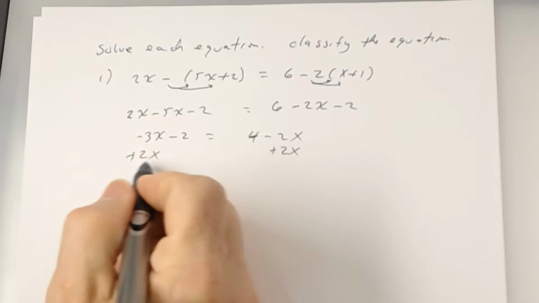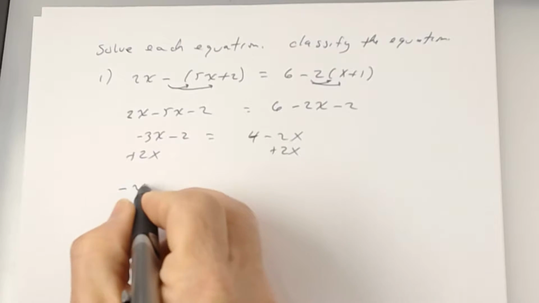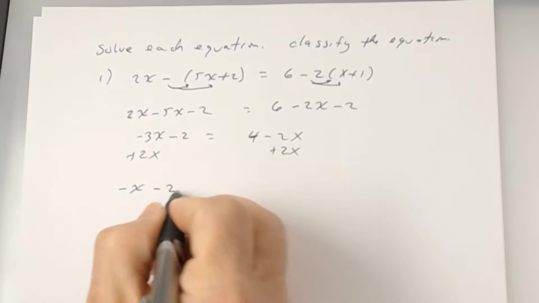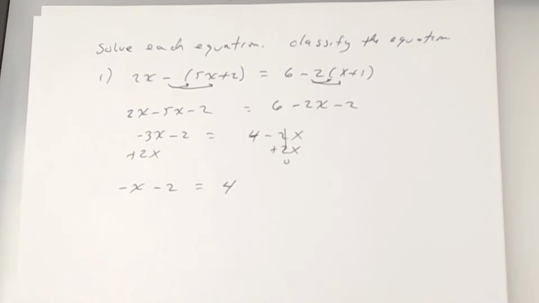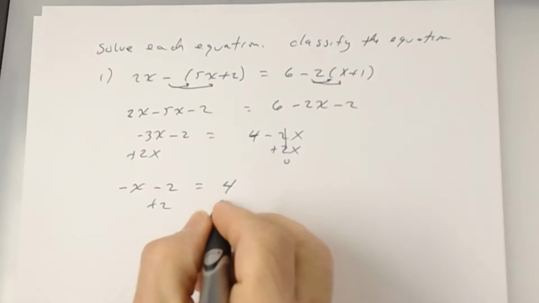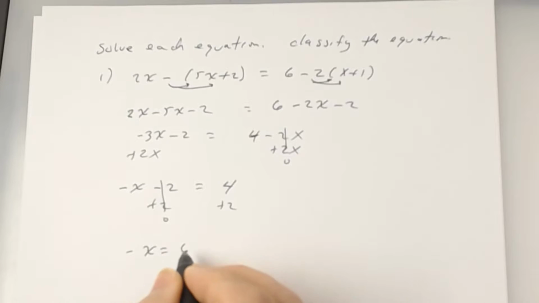What's a negative 3x and a positive 2x? Negative 1x, or just negative x, right? Minus 2 equals, and what's left on the right? 4. What's the next step? Add 2. So when I combine my terms, I get negative x equals 6.